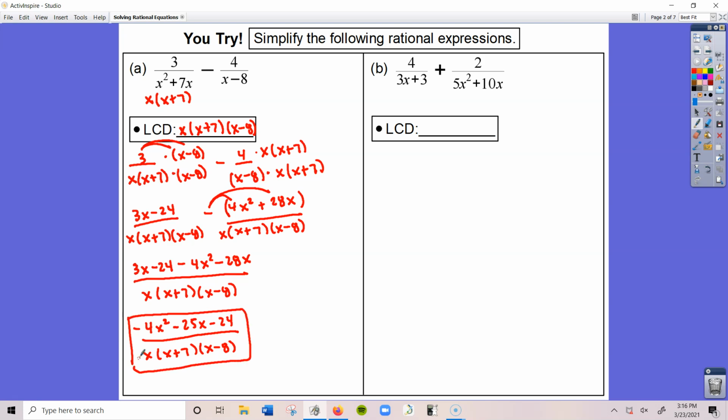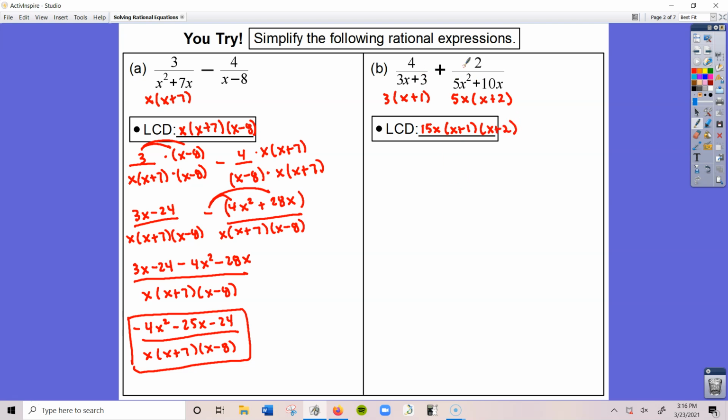Let's look over here. We have 4 over 3x plus 3 plus 2 over 5x squared plus 10x. So let's factor. 3x plus 3, I can take out the 3, and I will get 3 times x plus 1. Here I can factor out the 5x, and that gives me x plus 2. Now our least common denominator is everything multiplied out. When you have multiple numbers, you can multiply that together. So 3 times 5x is 15x. Then we have the x plus 1 and x plus 2.